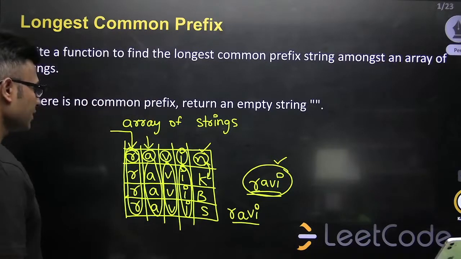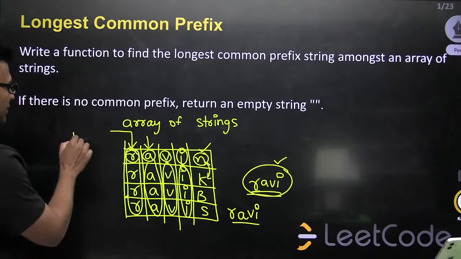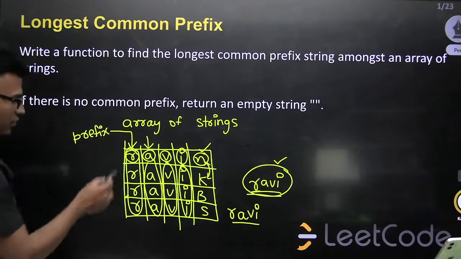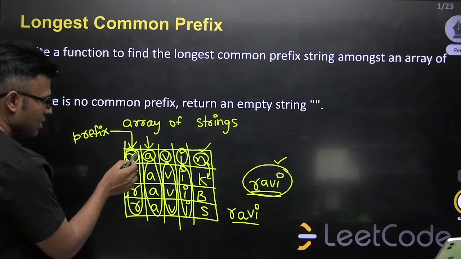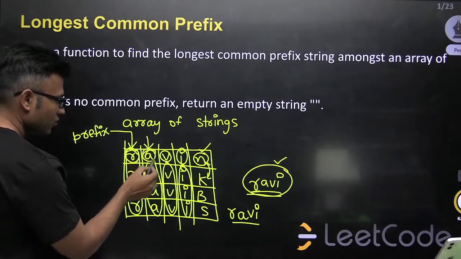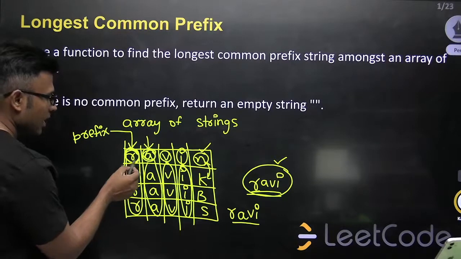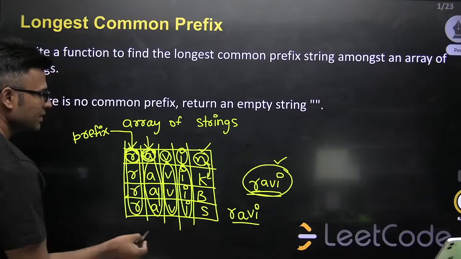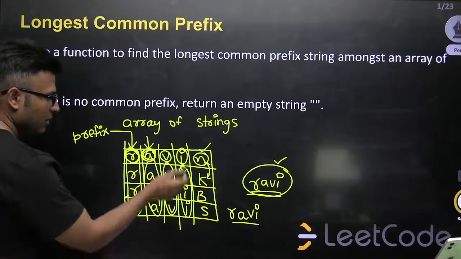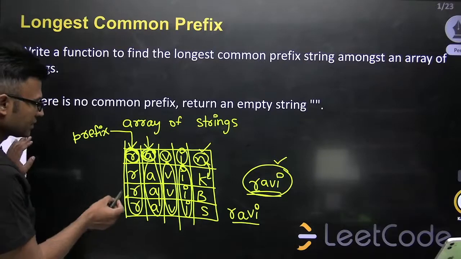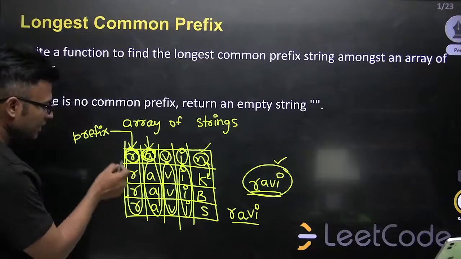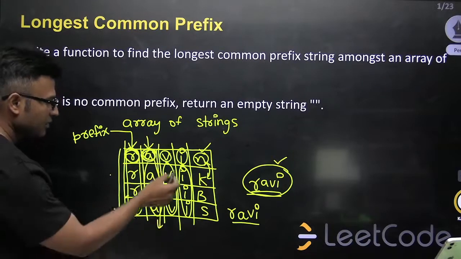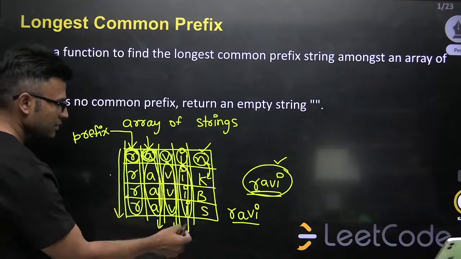How am I going to implement it? I will use a variable called prefix, and using this variable prefix I will take the elements one by one. First the prefix is going to be here and then compare it with all these elements, and then it is going to be here and compare it with all the elements. So if you observe, the logic is traversing the entire two-dimensional array column by column. First I traverse the first column, then the second column, then the third column, then the next column.